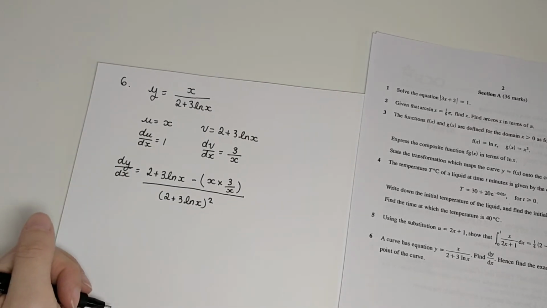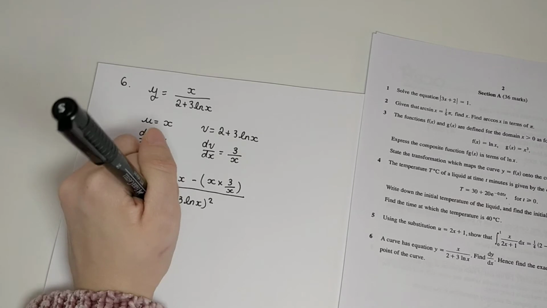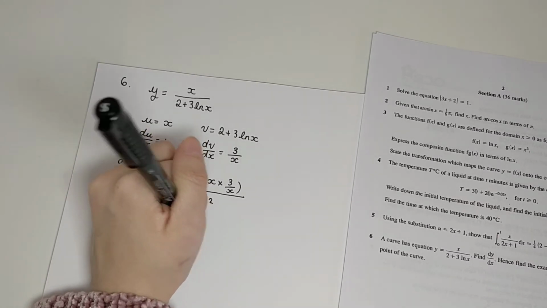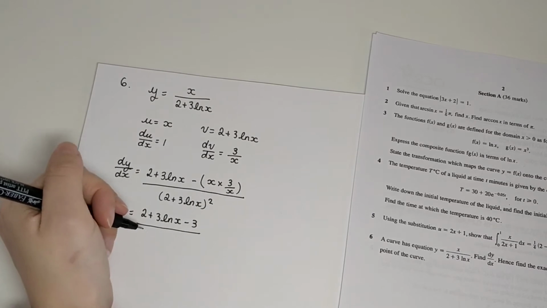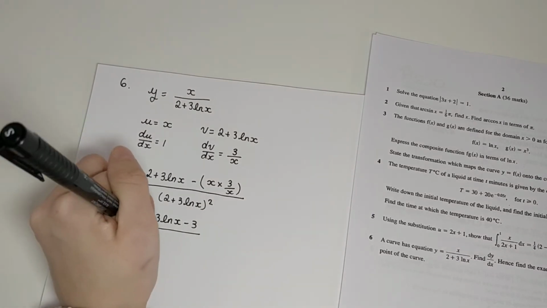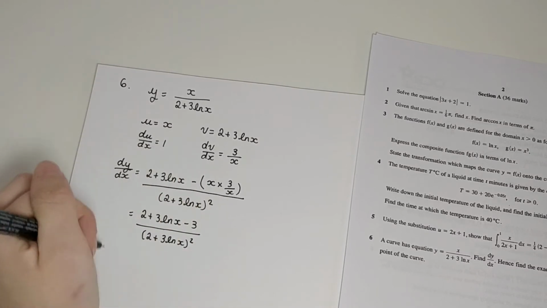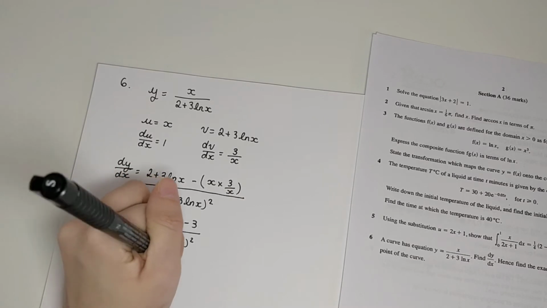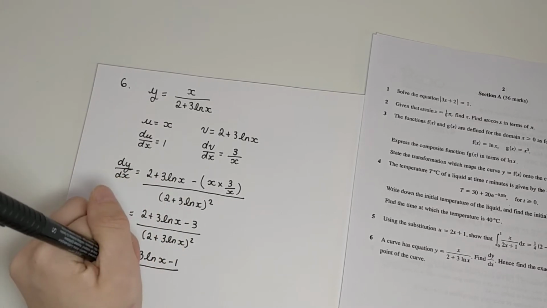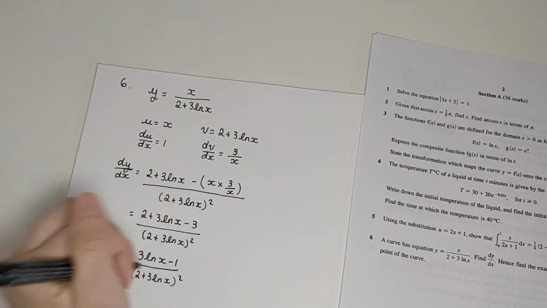Okay, let's simplify this. 2 plus 3 log x minus 3. There's not really any reason to expand that, so I won't, but I will do 2 take away 3, which is minus 1. Yep, I'll leave it as that.